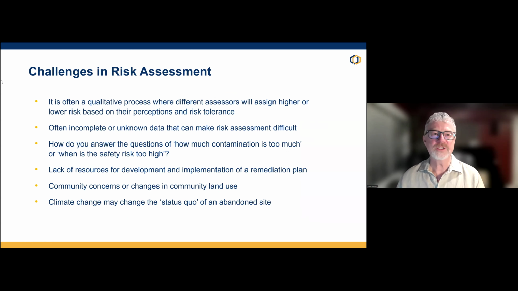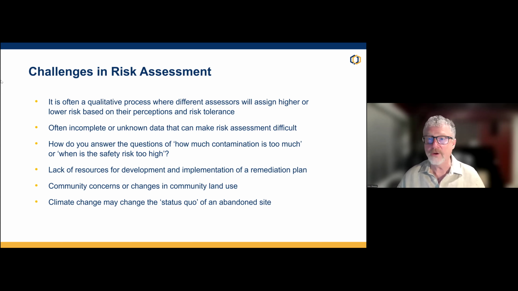All right, so some of the challenges in risk assessment. It's really kind of a qualitative process where different assessors will come out with different answers based on their own perception of risk and their own risk tolerance. I've done these exercises with several people at the same time, and not everybody comes up with the same answer. So I think there's value in doing it with a group. And obviously, the more experience you get, the better you will get at that. But there's not a single right answer when you're doing risk assessment. It's considering a variety of factors.